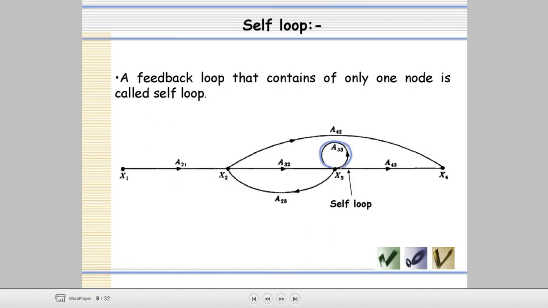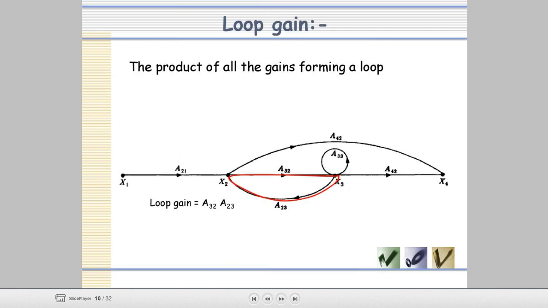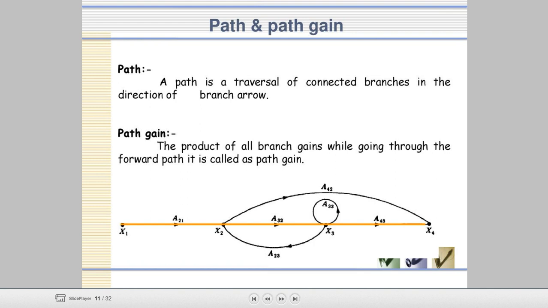Self loop. A feedback that contains only one node is called a self loop, starting from that point and ending at that point. What is loop gain? The product of all the gains forming a loop is nothing but loop gain. We can see here the red mark, A32 into A23 will be the loop gain. Then path. A path is a traversal of connected branches in the direction of the branch arrow. Path gain, the product of all branch gains while going through the forward path is called path gain.